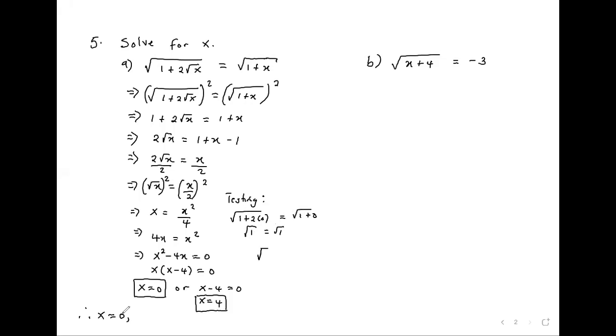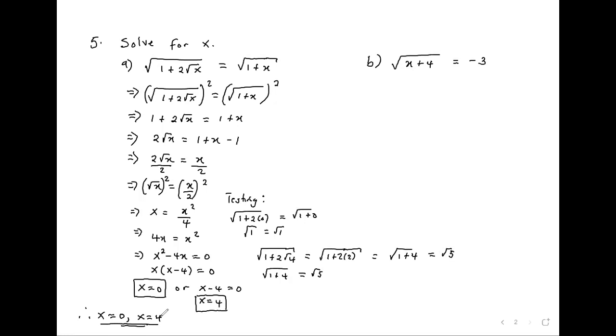What about 4? Root of 1 plus 2 root 4. This is the same as root of 1 plus 2 by 2, because root 4 is 2, which is the root of 1 plus 4, which is root 5. The right hand side, the root of 1 plus 4 is root 5. So the two are equal. So x is also 4. These are our solutions. So you keep on squaring until there's no more square root, yes?